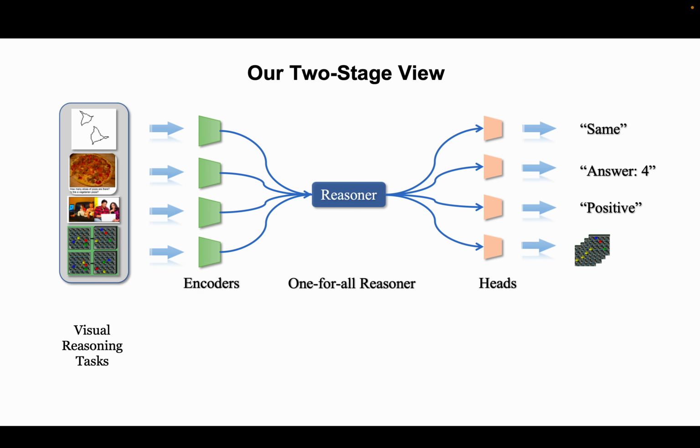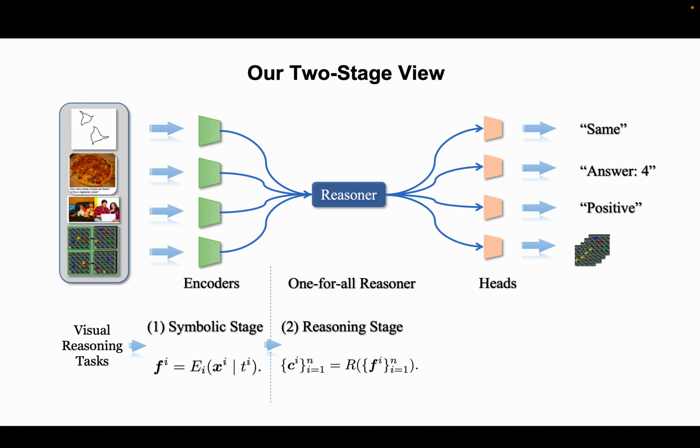Here's an overview of our two-stage framework. Each visual reasoning task has a task-specific encoder that symbolizes the input. These symbols are then processed by a shared one-for-all reasoner, which performs logical reasoning across tasks. Finally, task-specific heads generate the answers.